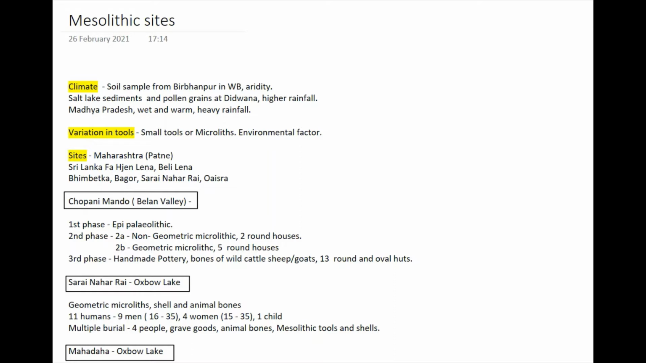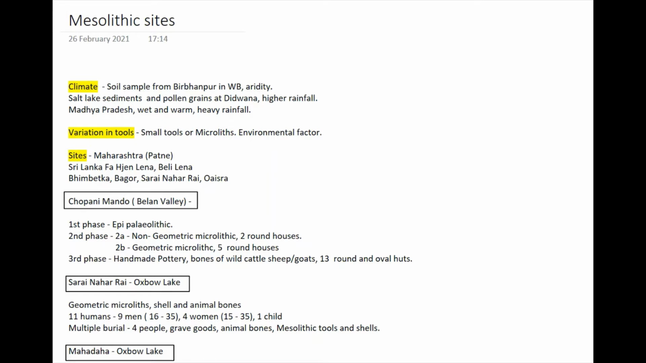The term Mesolithic is generally used for post-Pleistocene, that is Holocene, hunting-gathering Stone Age cultures marked by the use of microliths. It is not, however, easy to define or identify this phase with precision. Sites such as Patne in Maharashtra, and Pahiyangala, Batadomba Lena and Beli Lena in Sri Lanka have given evidence of microliths in a late Pleistocene context. Further, microliths continued to be made and used well into the protohistoric period.